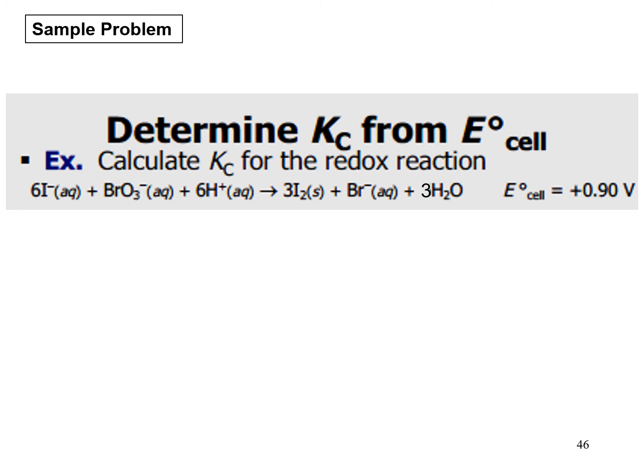So the question says, determine the Kc for the redox reaction. The reaction is given to us right here. E naught is given to us. So we have to basically solve for the equilibrium constant using E naught. What is the relationship that we know for this particular reaction? We know that E naught of a cell is equal to 0.0592 volts divided by N times log of K.